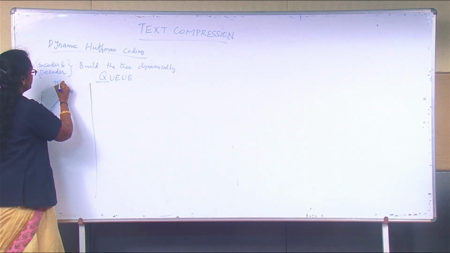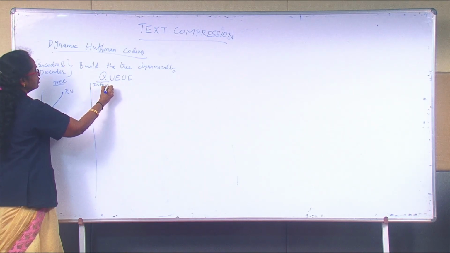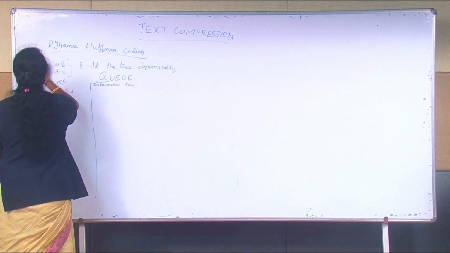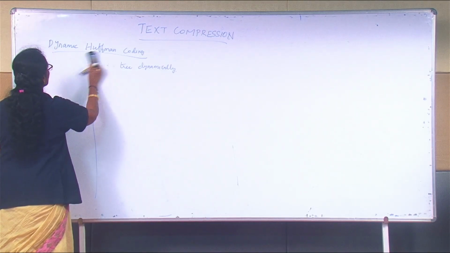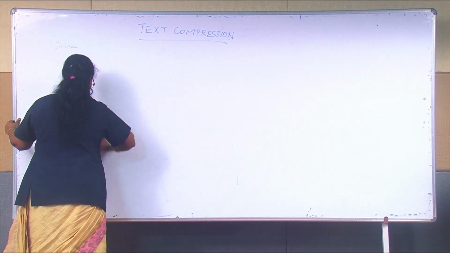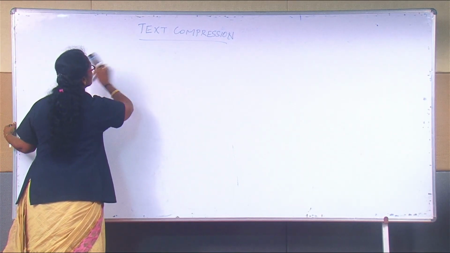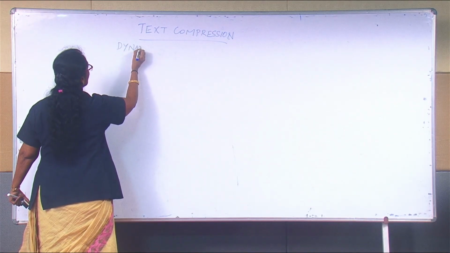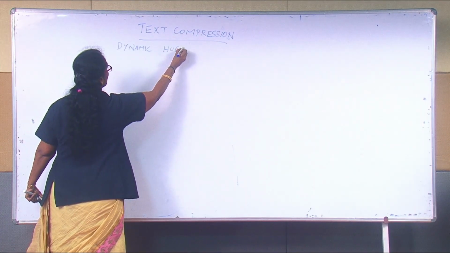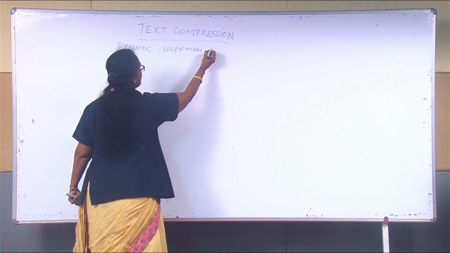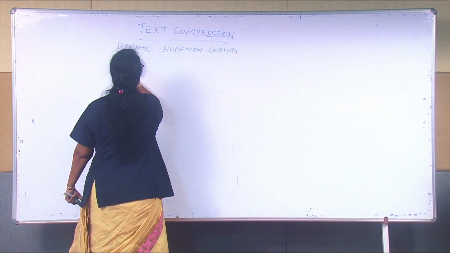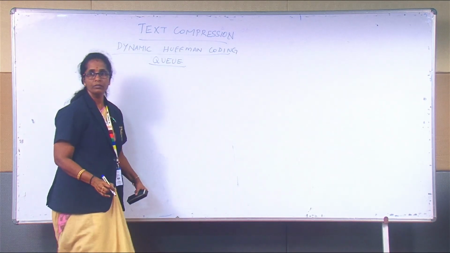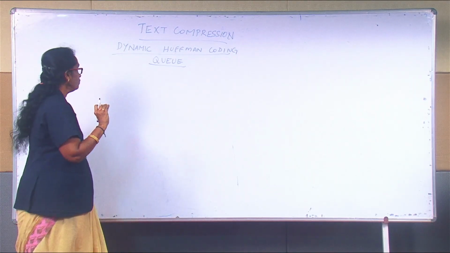So, this is my tree, and this is an information transmitted in the dynamic Huffman coding.